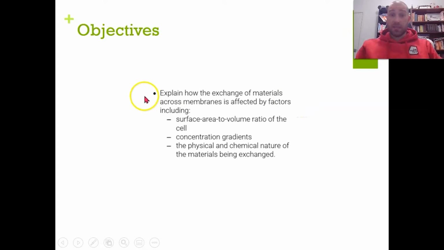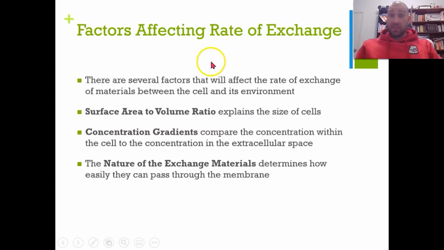So the science understanding is we're going to look at, explain how the exchange of materials across membranes is affected by factors including surface area to volume ratio of the cell, concentration gradients, and the physical and chemical nature of the materials being exchanged. So let's go into those factors.